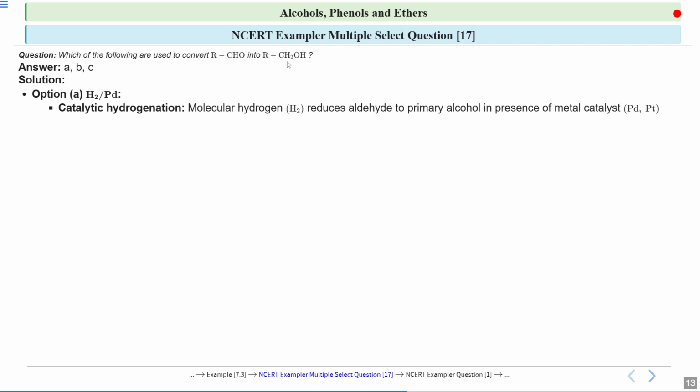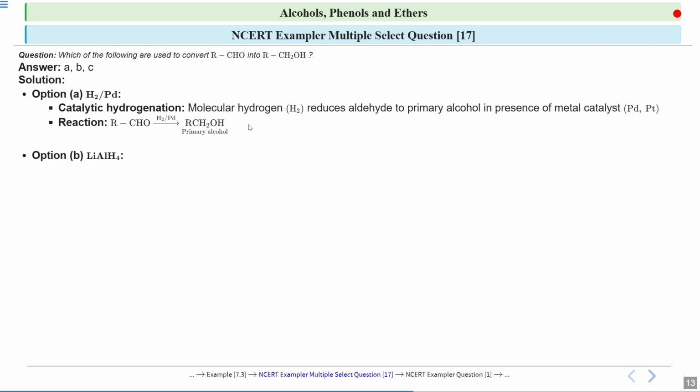Now look at the question. This is a primary alcohol. So in the case of catalytic hydrogenation, molecular hydrogen reduces it to primary alcohol in the presence of a metal catalyst. The reaction is, this is an aldehyde group, and using H2 and a catalyst, see, it is reduced to primary alcohol. How primary? Because the carbon to which your OH group is attached is further connected to one carbon atom only. There is only one R group, so there is one carbon atom. So this is a primary alcohol.